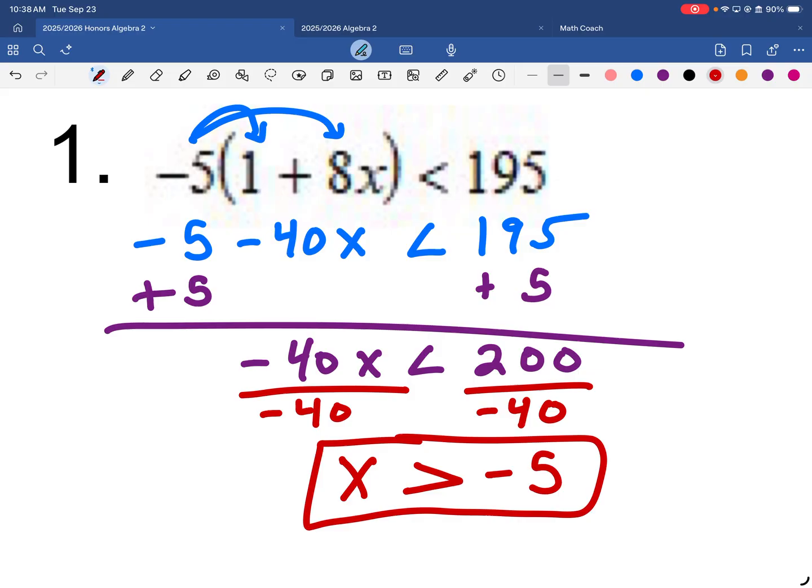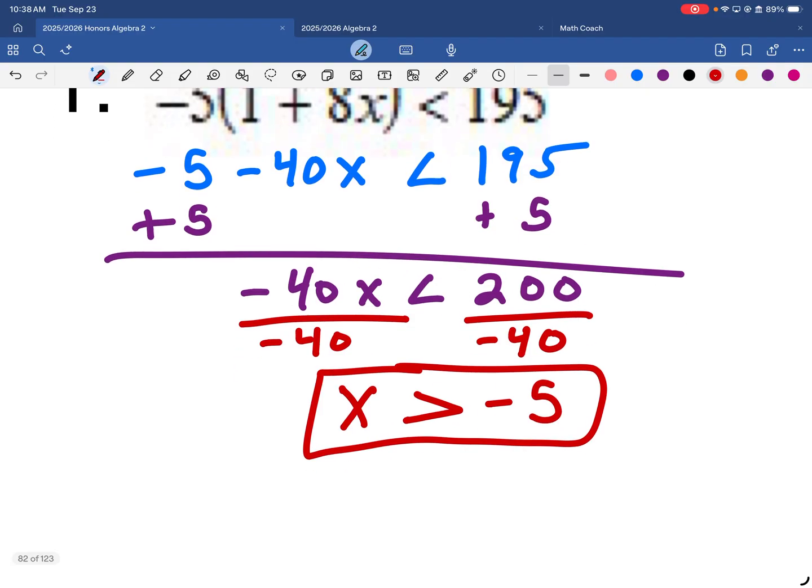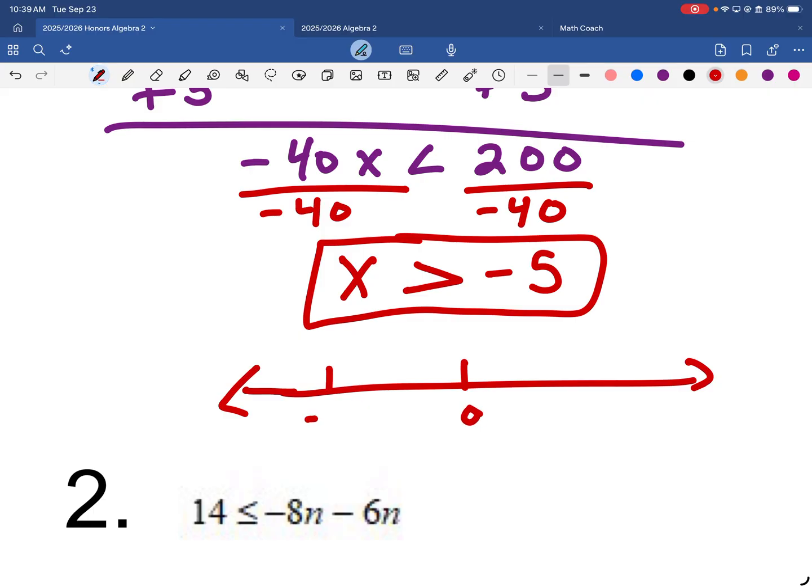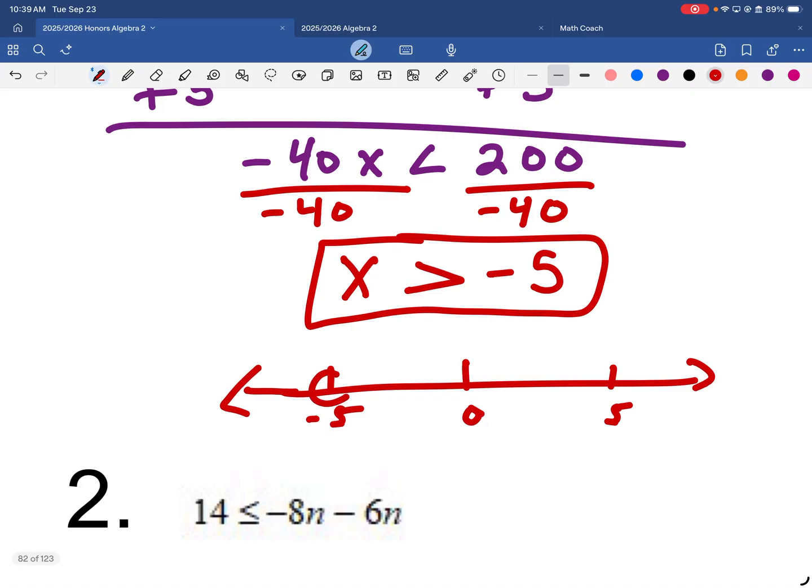So if you're just asked to write it as an inequality, you're done. We want to be able to graph this on a number line, though, as well. So on a number line, and we're just sketching number lines, we've got 0, we've got negative 5, and we've got 5. The constant that we have is negative 5. I'm going to put an open circle at negative 5.